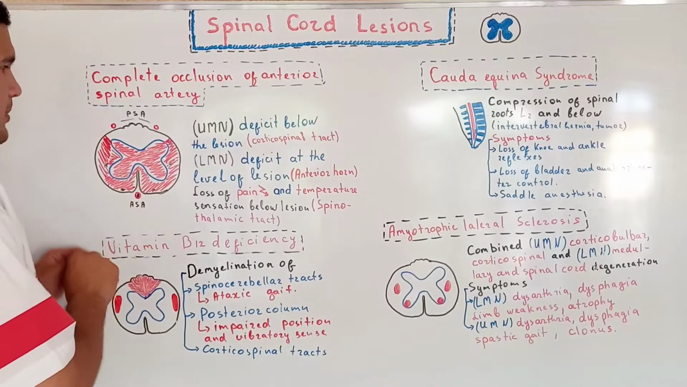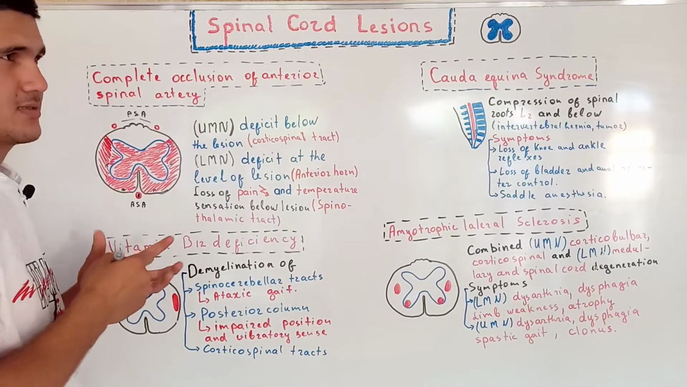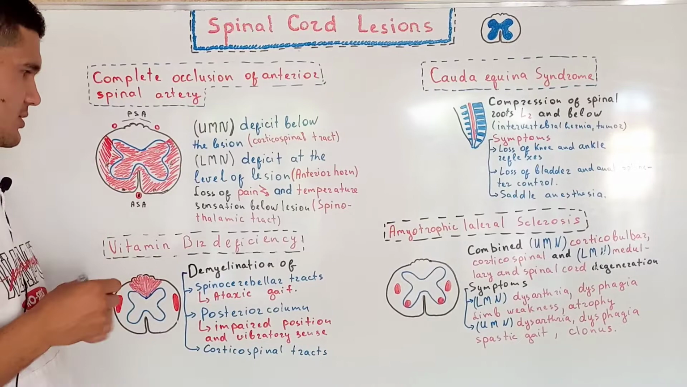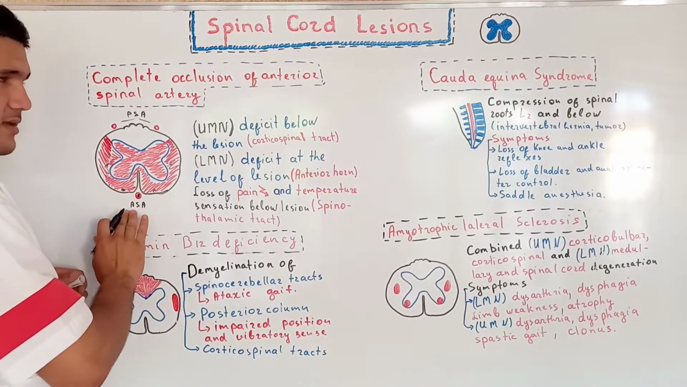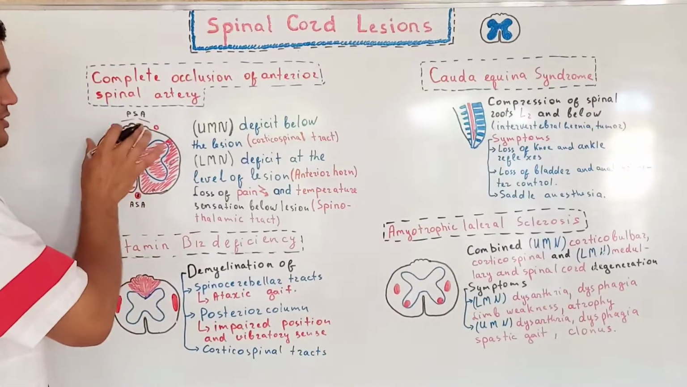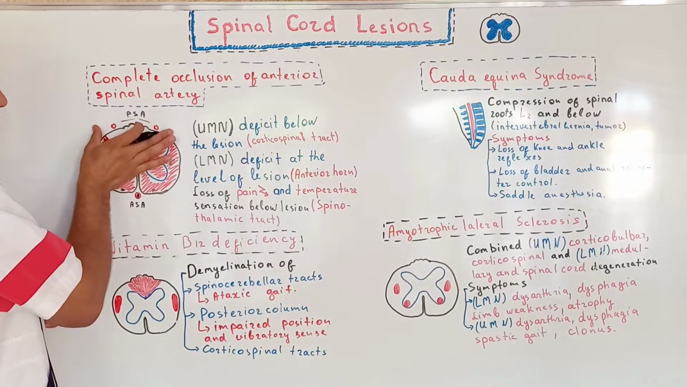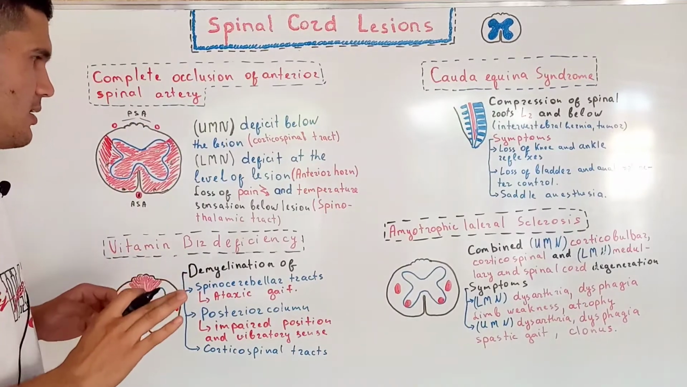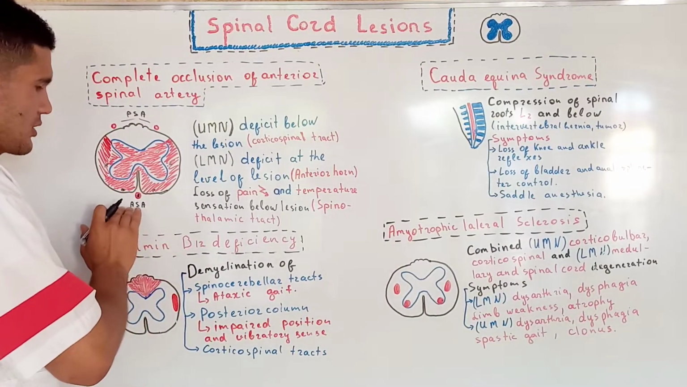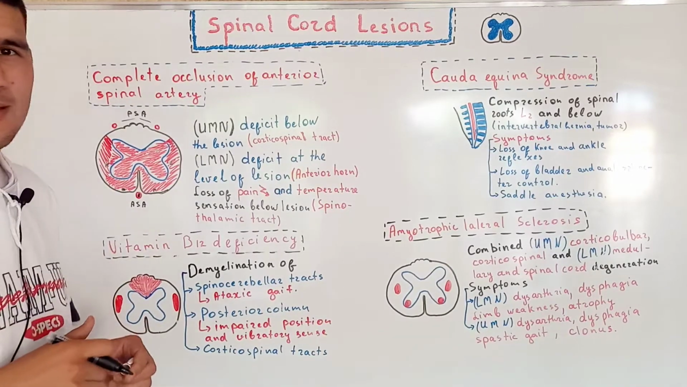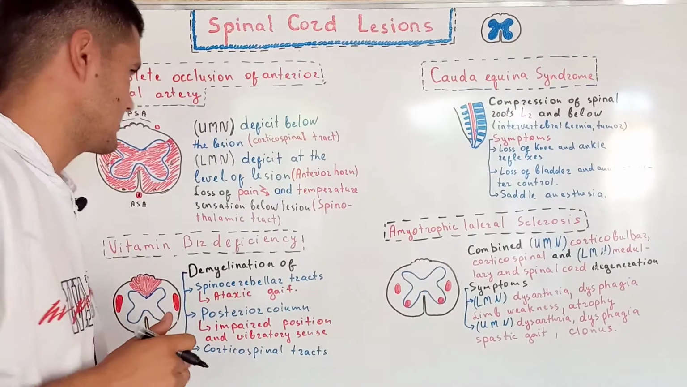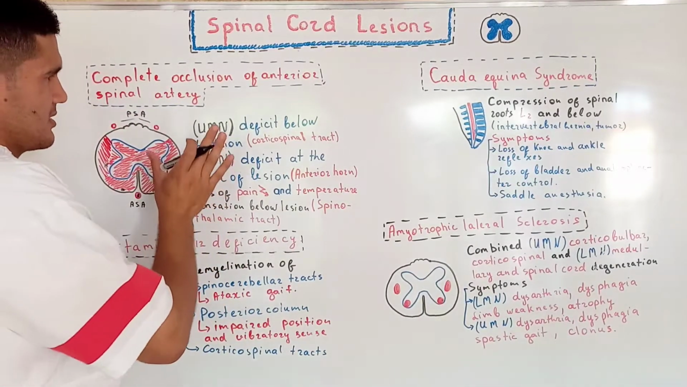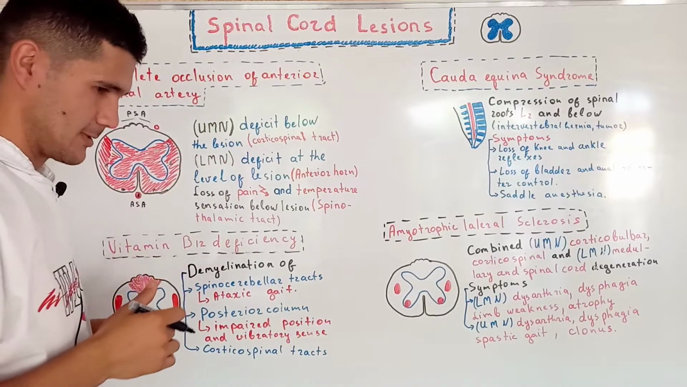First of all, look: the spinal cord is supplied with blood by three arteries. The first one is the anterior spinal artery. The second and third ones are the posterior spinal arteries. Today we will talk about the occlusion of the anterior spinal artery and the clinical signs of this defect.